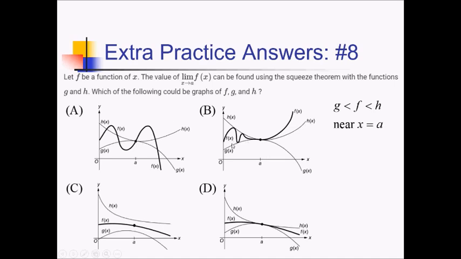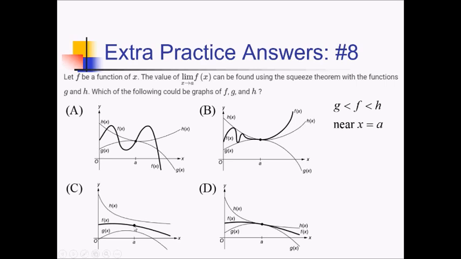Choice B is not so bad as you come from the left side. f is staying happily between g and h. But once you get past x equals a, you can see the bold line f starts to veer off, and it's no longer in between. If you don't have this in-between behavior coming from both sides, then you're not going to be able to use the sandwich theorem, the squeeze theorem. So choice B is also no good.